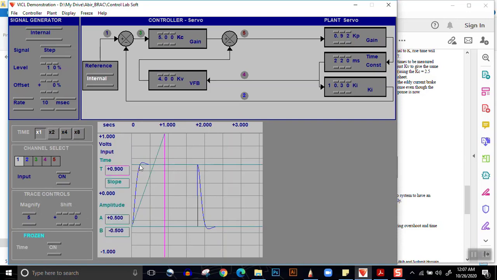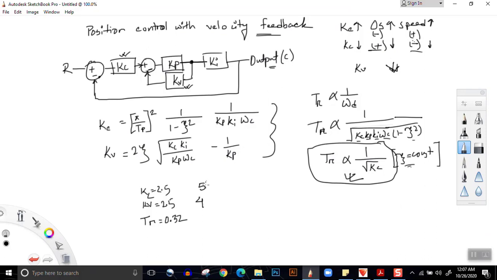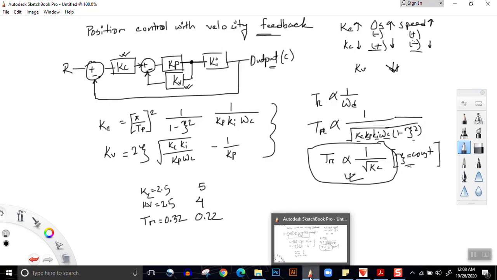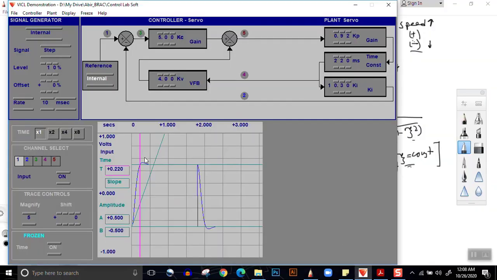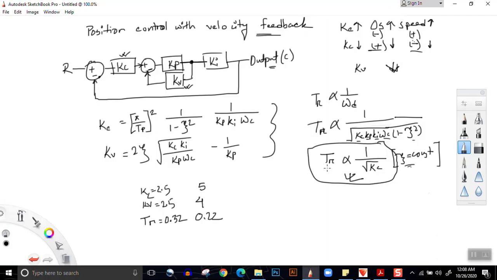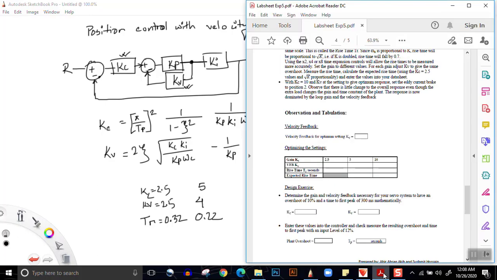So the rise time would be 0.22. So we write it, rise time is 0.22. One thing you need to observe is why we are keeping this overshoot constant. We are keeping this overshoot constant because we can derive this relationship between rise time and Kc only if the overshoot is constant. If the overshoot is not constant, we cannot express it in this way.